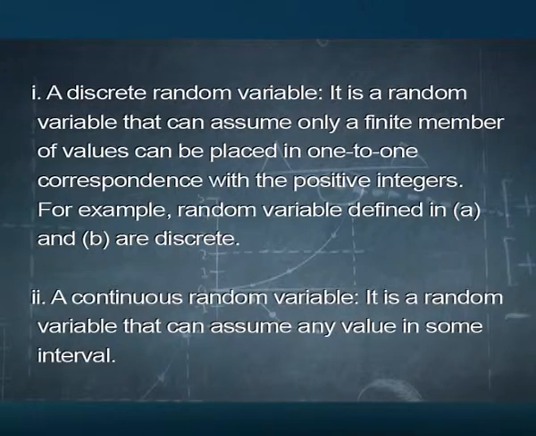Second one, that is continuous random variable. It is a random variable that can assume any value in some interval. For example, the random variable defined in example C is a continuous one. Similarly, the heights and weights of the students in a class represent a continuous random variable.